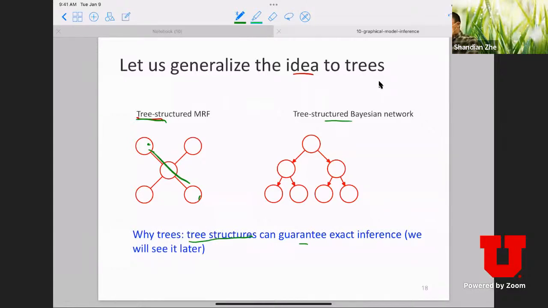Why is the tree structure so important? The reason is that we can use the tree structure to decompose the computation recursively. For example, if you use this node as your root node and want to compute its marginal distribution, the marginalization over this bunch of nodes and the marginalization over that bunch of nodes are independent, because their nodes are not overlapping.